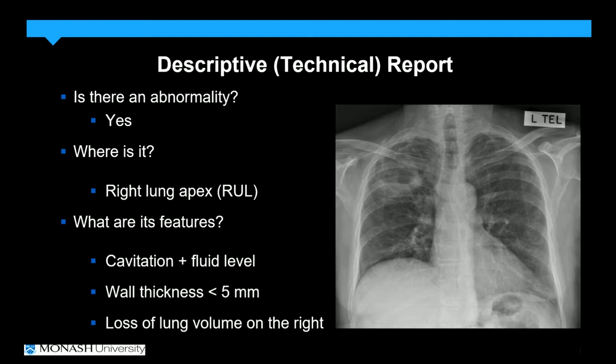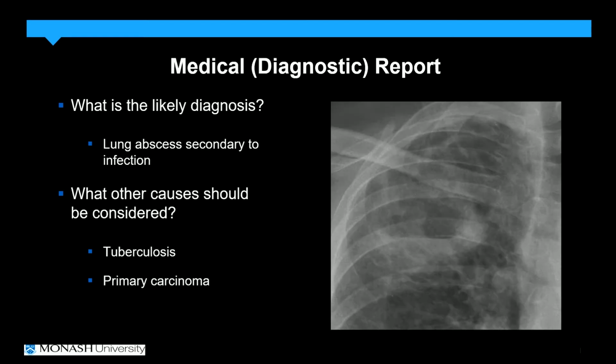When you compare the right lung to the left lung, you'll be able to see there's a loss of lung volume on the right. However, in comparison, the medical diagnostic report will report that there is a lung abscess secondary to infection, but will also consider whether there could be other causes for this appearance. For example, it could be tuberculosis or maybe a primary carcinoma.